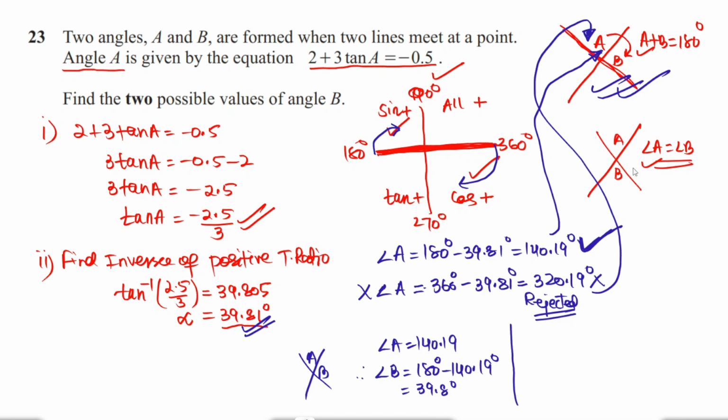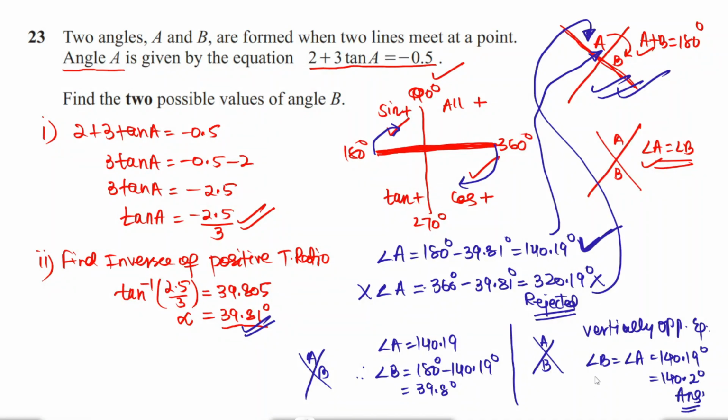In the second case, when B is the vertically opposite angle, there is A, there is B. So A and B are vertically opposite angles, and vertically opposite angles are equal. So what we could write is angle B is equal to angle A, that is 140.19 degrees. So 39.8 degrees and 140.19 degrees can be considered as the possible values of angle B.